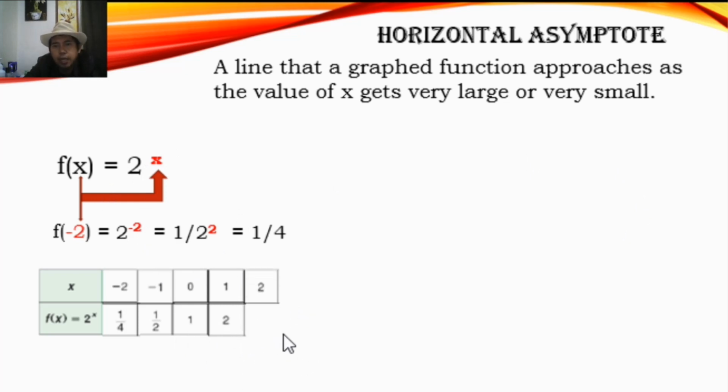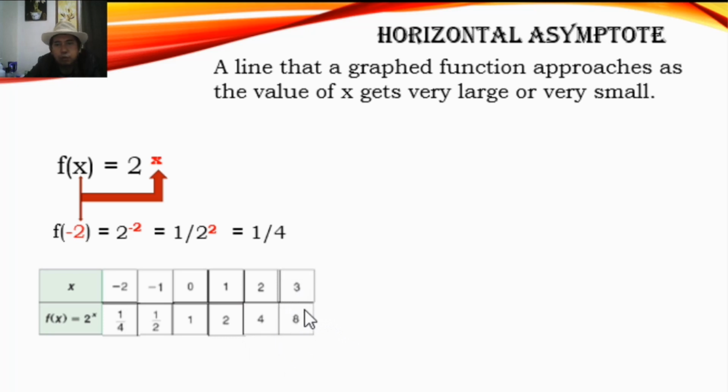Next, I have in here my x to be 2. The result would be what? 4. Okay, so that is the same as 2 raised to 2, it will give you 4. Next, if I have 2 raised to 3, it will give me 8.